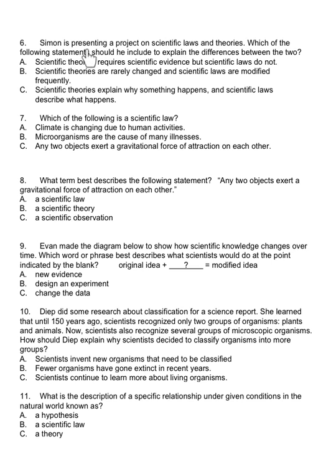Number 6. Simon is presenting a project on scientific laws and theories. Which of the following statements should he include to explain the differences between the two? A. Scientific theories require scientific evidence, but scientific laws do not. B. Scientific theories are rarely changed and scientific laws are modified frequently. C. Scientific theories explain why something happens and scientific laws describe what happens.